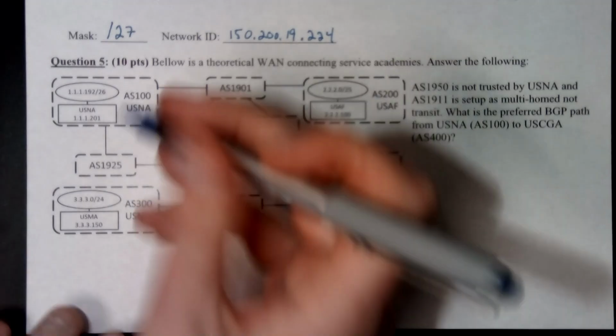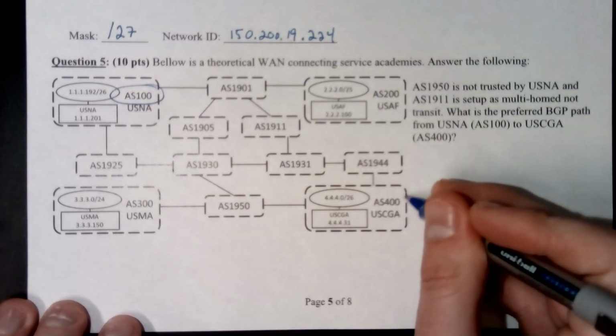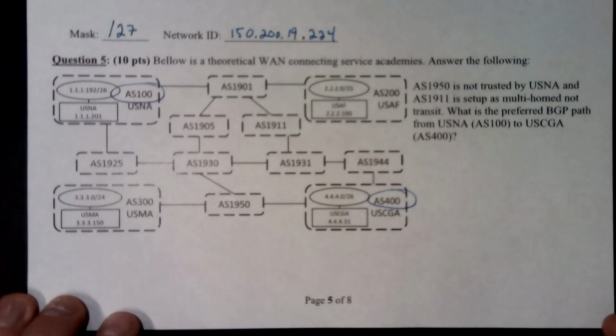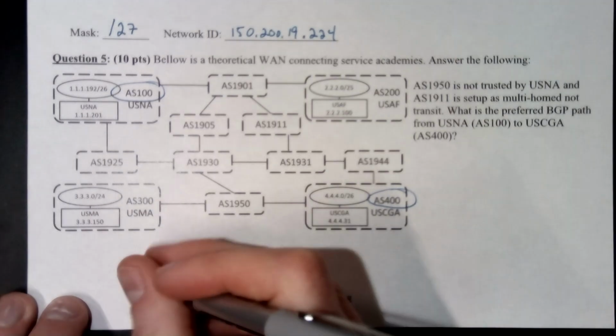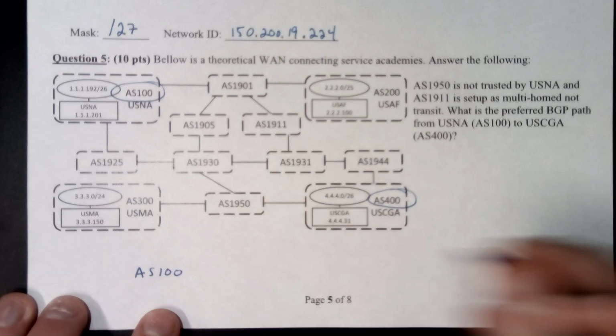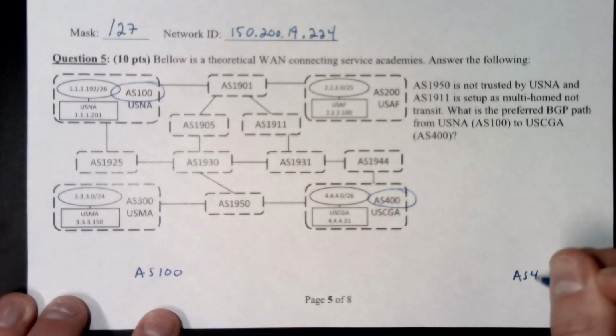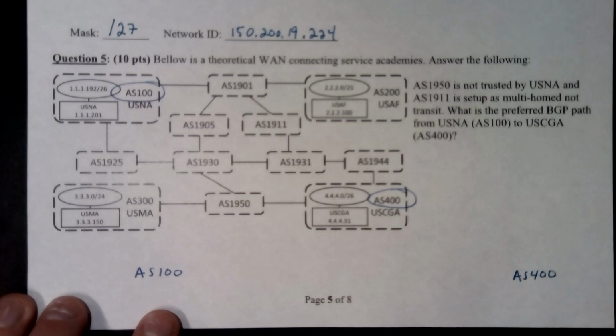So we're starting here, and we're trying to get to here. Those should both be part of our path, right? We have AS100 where we're starting, and we want to get to AS400. We just need to know how we get there.